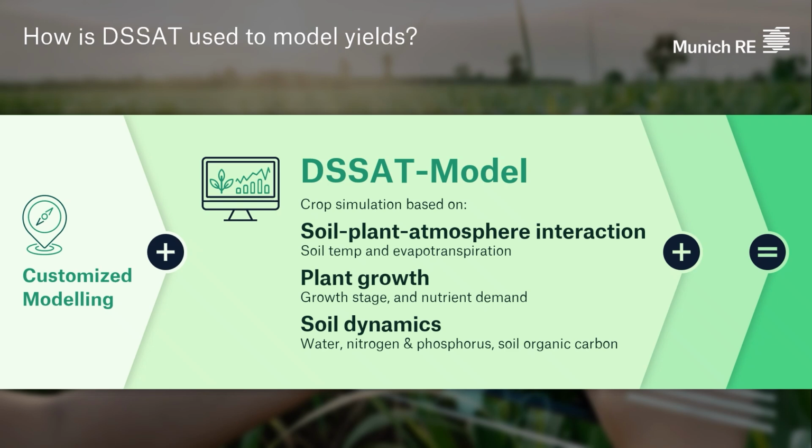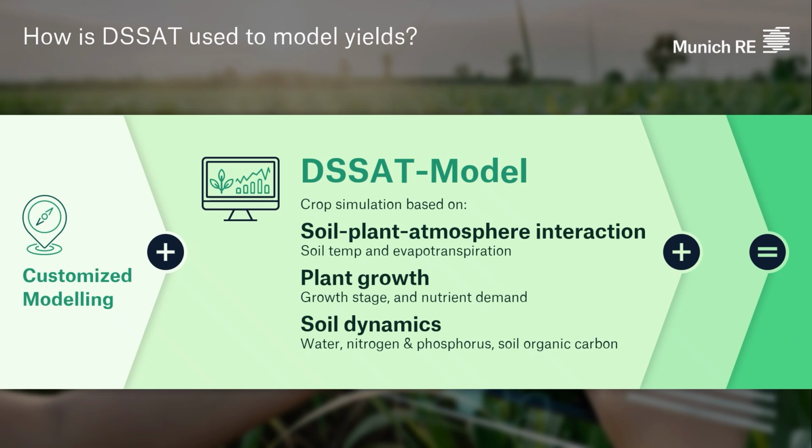This starts with the interaction of the three major players: soil, plant, and the atmosphere. For example, it simulates daily soil temperature and evapotranspiration. Then, based on this, it simulates plant growth along with the crop's nutrient demand and how the soil dynamics allow the plant to take in these nutrients.